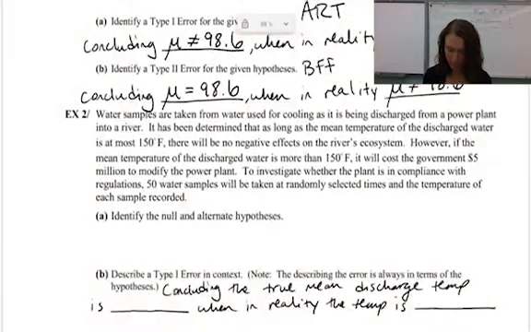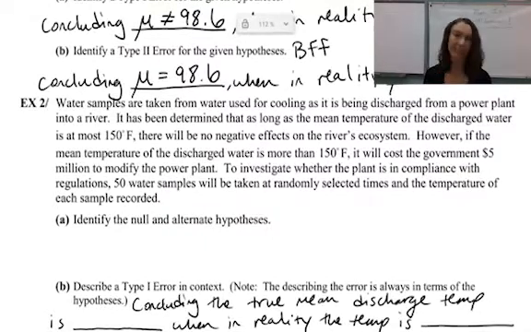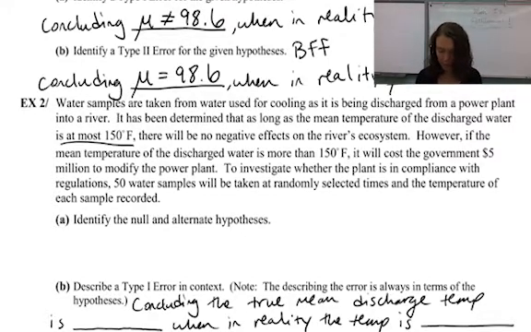All right, let's look at an example where we have a little bit more context, more things to talk about here. Water samples are taken from water used for cooling as it is being discharged from a power plant into a river. It has been determined that as long as the mean temperature of the discharged water is at most 150 degrees Fahrenheit, there will be no negative effects on the river's ecosystem. However, if the mean temperature of the discharged water is more than 150 degrees Fahrenheit, it will cost the government $5 million to modify the power plant.